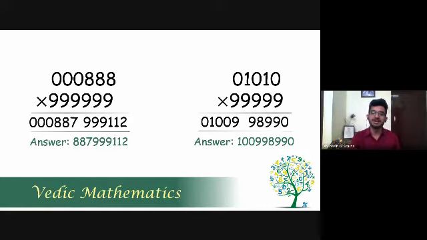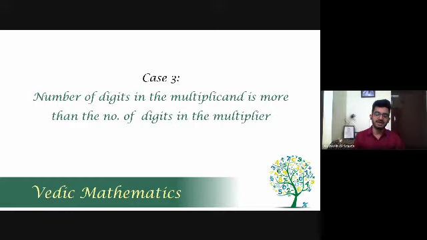Okay, so now we will look at the third case, case 3: the number of digits in the multiplicand is more than the number of digits in the multiplier. Here the method is slightly different, but it is not difficult. It is easy.